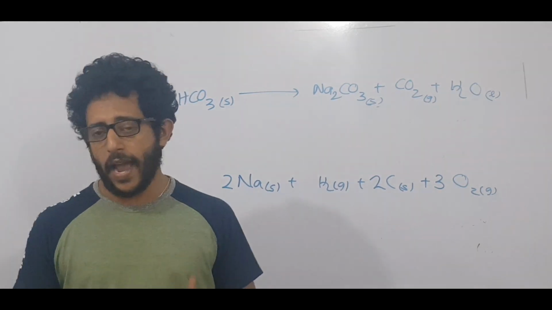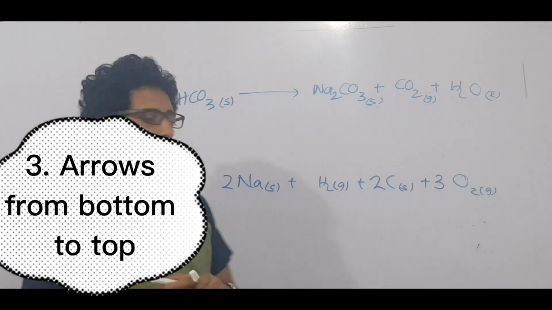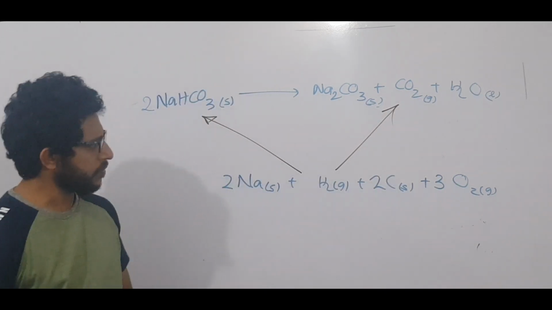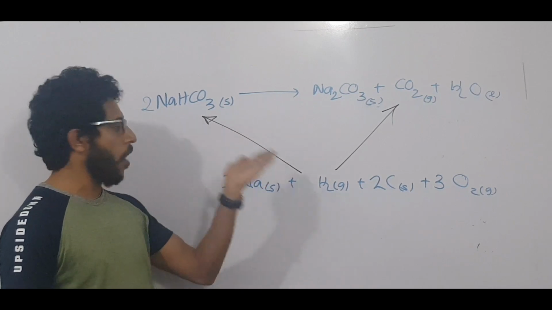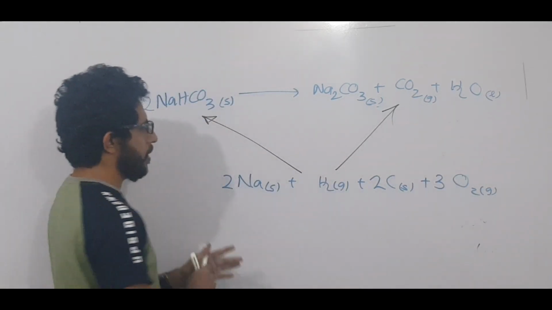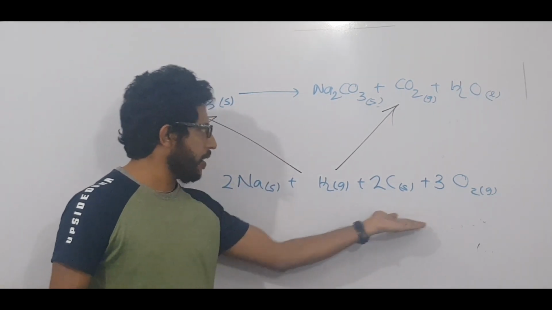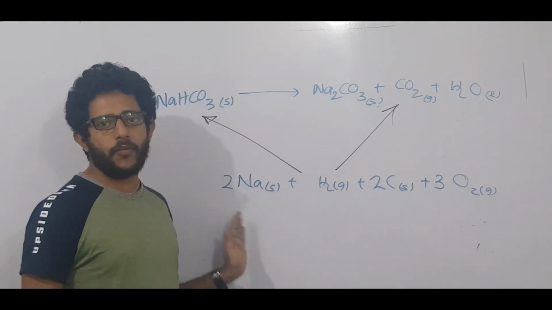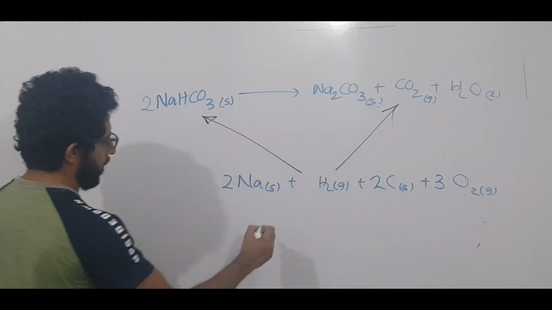Then you have to put the arrows from elements to the compounds, because formation enthalpy means you are forming compounds from elements. So it's like this and then like that. Now this doesn't mean that hydrogen gives you NaHCO3 or hydrogen gives you CO2. This whole idea is that all the elements present here are used to produce NaHCO3, and all the elements here are used to produce sodium carbonate, carbon dioxide, and H2O. We just write the elements at the bottom and draw 2 arrows like that.